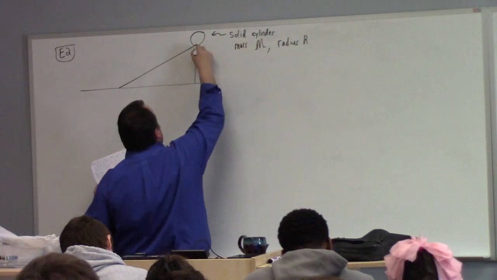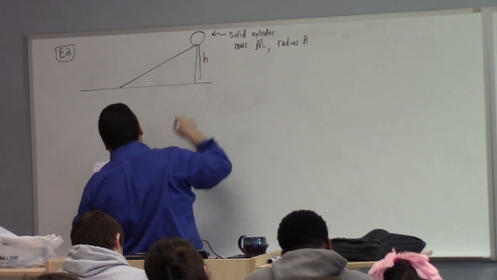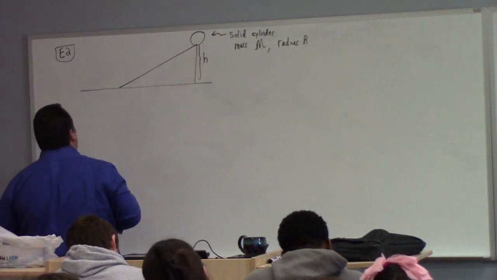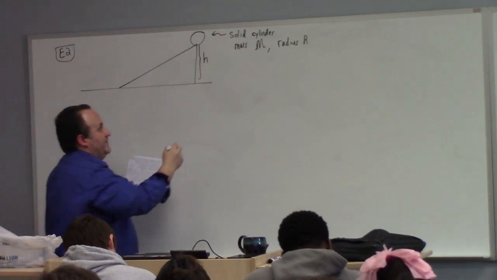All right, and the height of this hill, let's say, is H. And we're going to assume that it rolls without slipping.